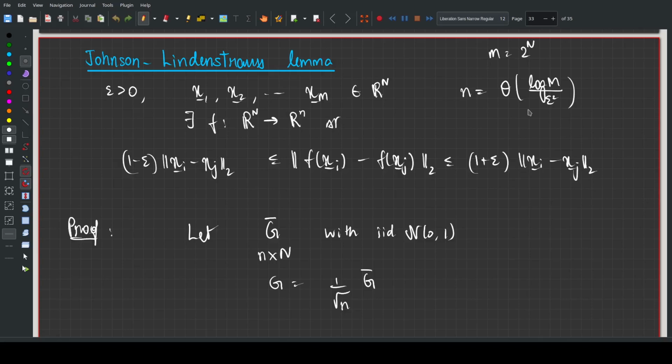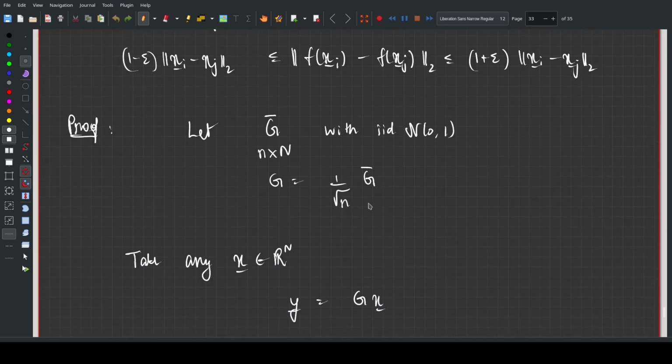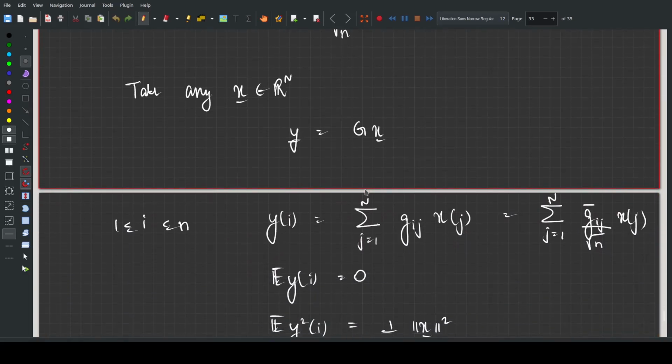The proof of the Johnson-Lindenstrauss Lemma, as stated here, works in the following way. You pick a random matrix G bar with IID Gaussian entries, each with zero mean and variance 1, and the linear transformation that you take is just 1 over square root of n times this matrix. This matrix has the property that the norm of G times x is approximately equal to the norm of x, as long as n is sufficiently small.